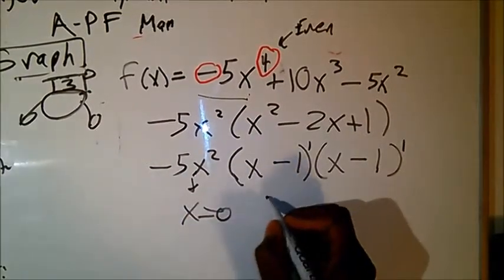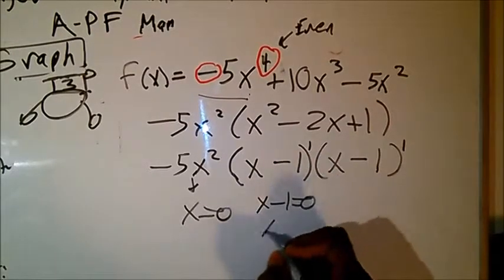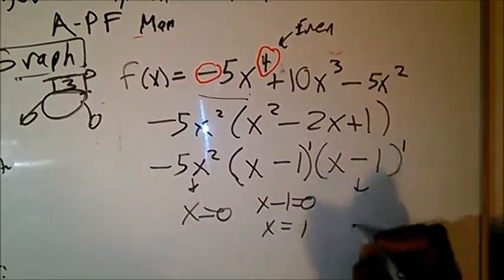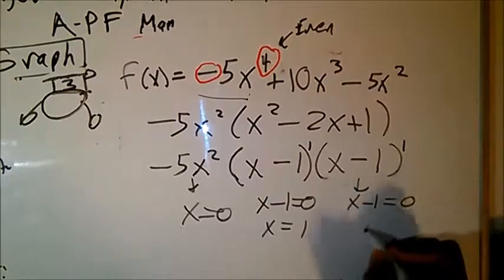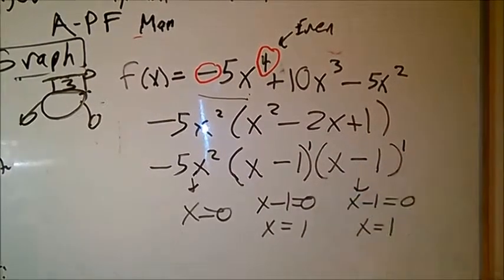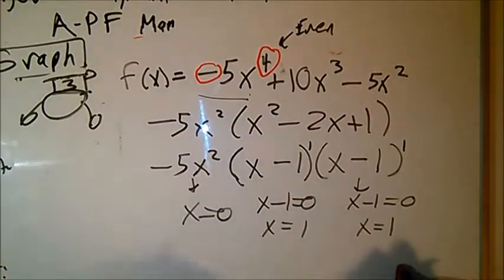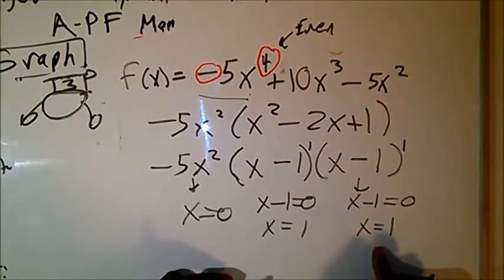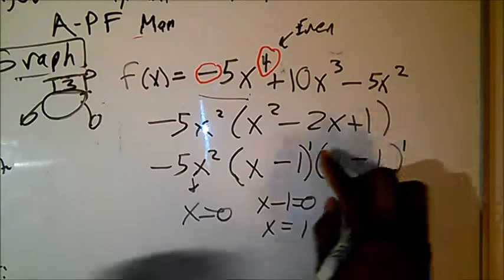This one here, set equal to 0, x will be equal to 1. Set this equal to 0, yes, x is equal to 1. Notice the problem that we have here. Both are equal to 1, and both of them are of multiplicity 1.